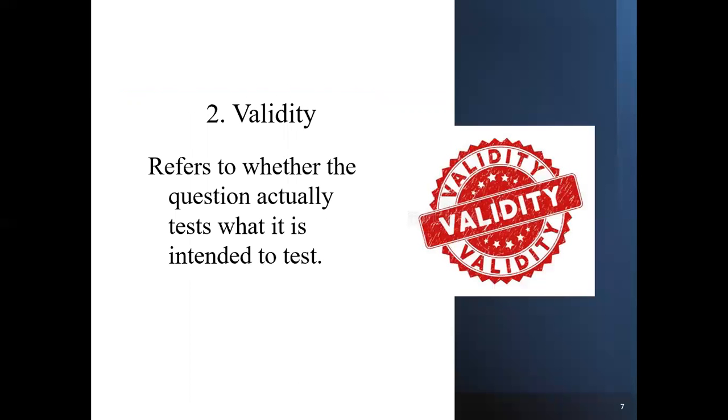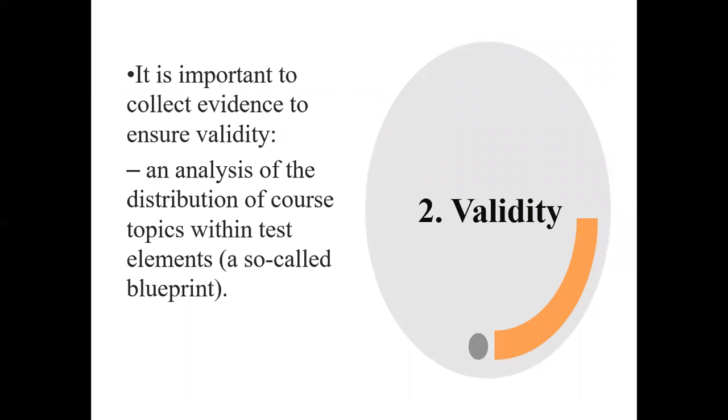Let's go to number 2, validity, which refers to whether the question actually tests what it is intended to test. It is important to collect evidence to ensure validity, such as an analysis of the distribution of course topics within test elements, a so-called blueprint. So, a rapid conclusion: to be sure that the test is reliable, you can measure the KR20 or Cronbach alpha factor. For validity, you should have a blueprint for your course in order to be sure that there is a good distribution of questions across the topics of the course.